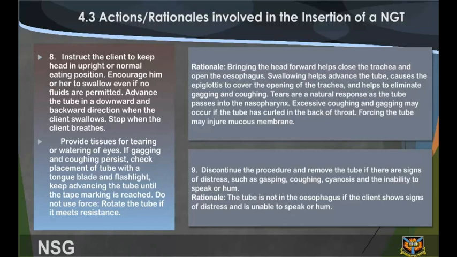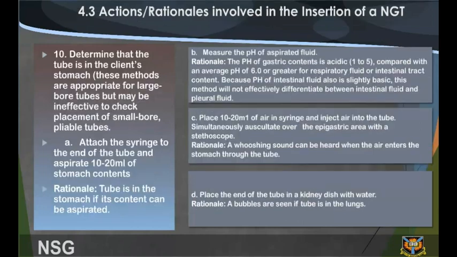9. Discontinue the procedure and remove the tube if there are signs of distress such as gasping, coughing, cyanosis, and the inability to speak or hum. Rationale: the tube is not in the esophagus if the client shows signs of distress and is unable to speak or hum. 10. Determine that the tube is in the client's stomach.